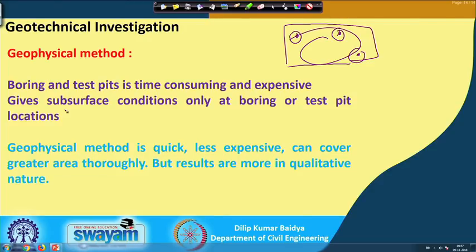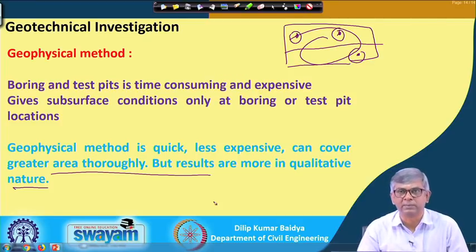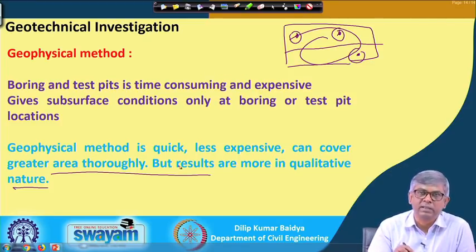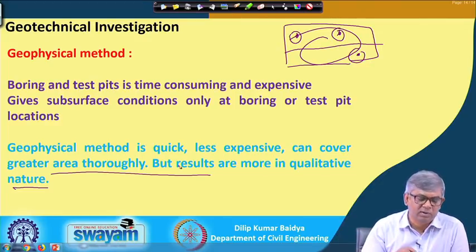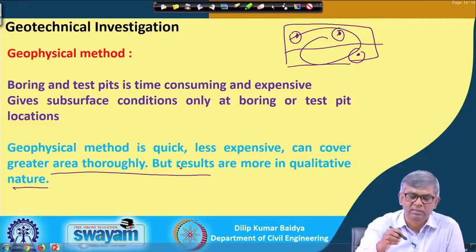Whereas the geophysical method is quick and less expensive, and can cover a greater area thoroughly. That means, if I study this, I can get the entire area as it is, but the results are more qualitative in nature. That means we will get a range, not an exact value. That is the limitation, but it is quite quick and gives continuous information. So the geophysical method is also important, many times we use it, and it can be done very quickly and cover a large area.